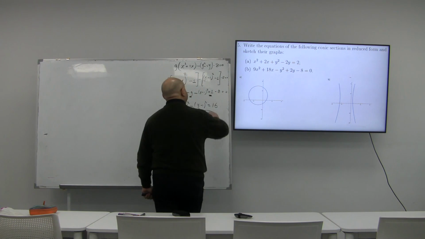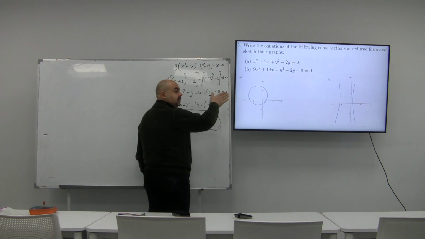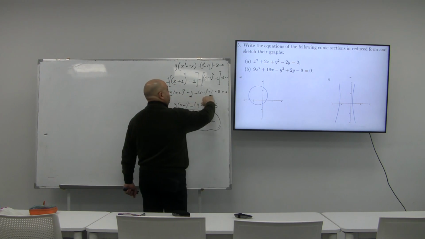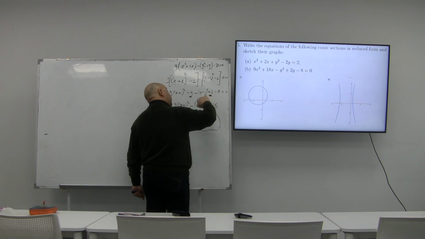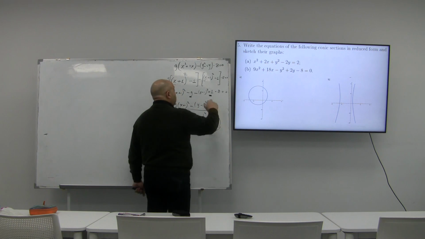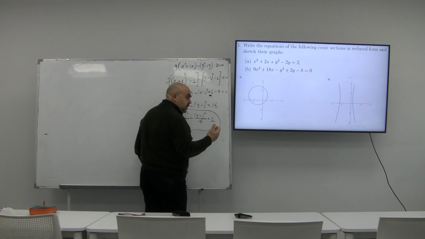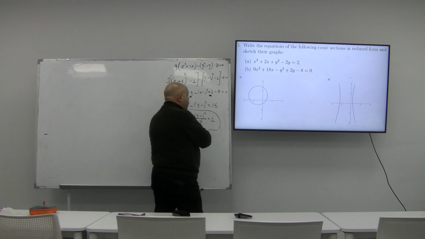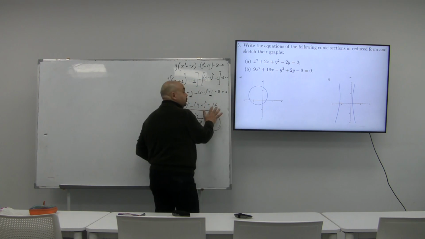What is that? Negative 16, and you move it to the other side. It's going to be positive. Am I right? Negative 9 plus negative 8 comes up to negative 17, plus 1, negative 16 on the left hand side. I will move it to the right hand side, so it will come up positive.